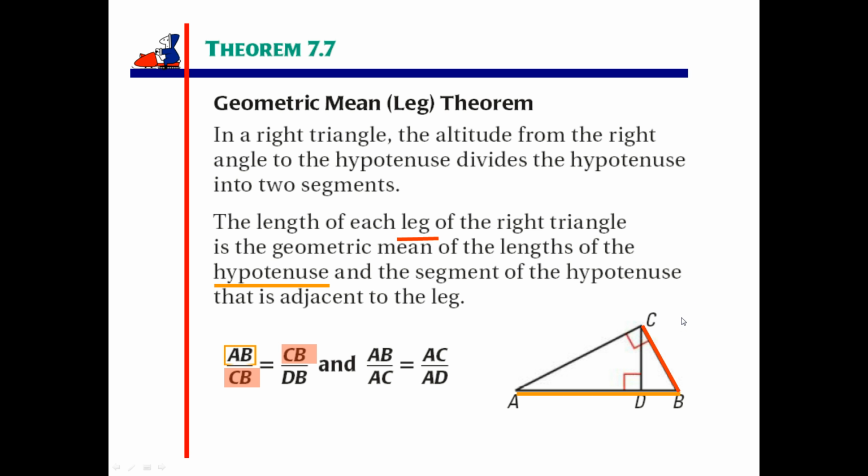Here's our best shot at color coding things. Okay, so CB is the geometric mean of that and the total distance of the hypotenuse. And if we clear everything out and do that again, we got AC is the geometric mean of AB, the whole hypotenuse, and AD, the partial hypotenuse. Really difficult to memorize, but just please be aware of those proportion statements that you can write if you need to figure out some unknown length.